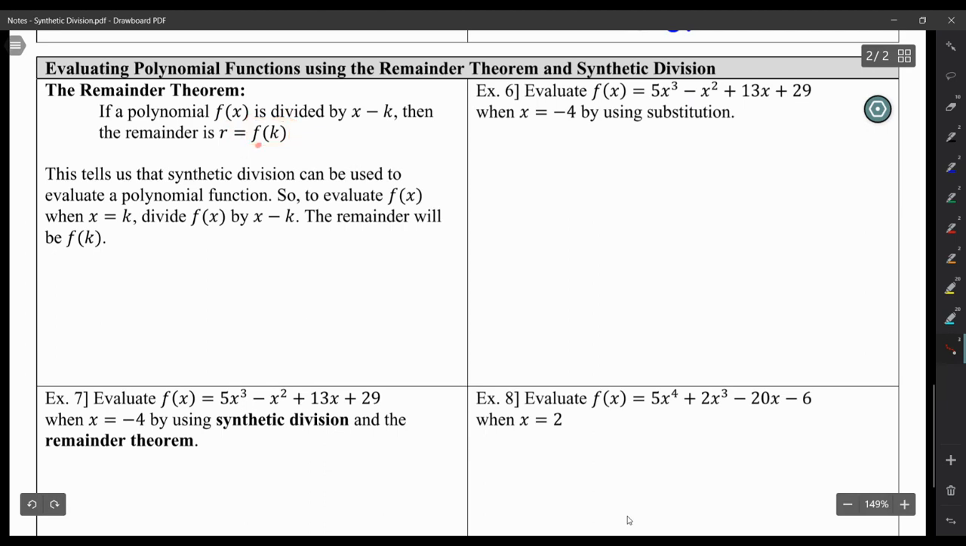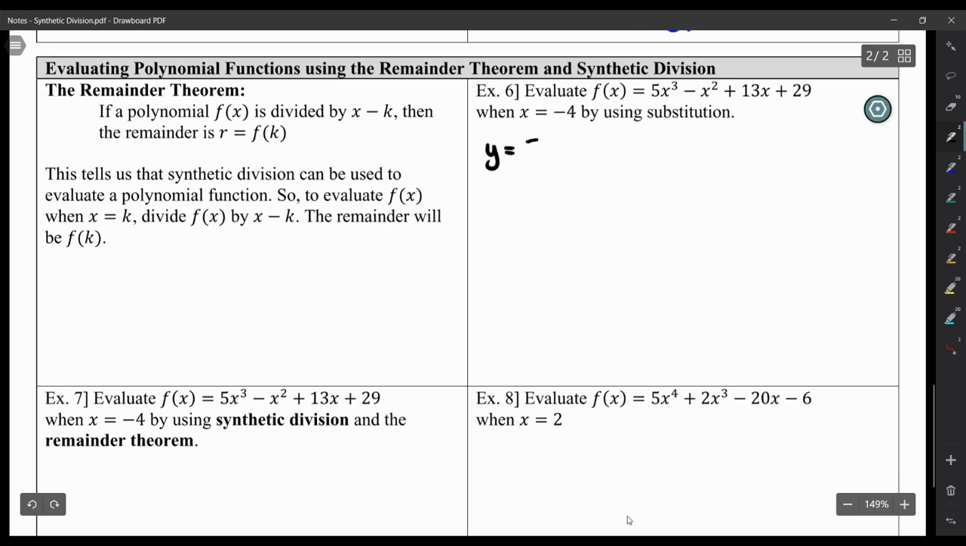So if we look at number 6, we're going to do 6 and 7, which are extremely similar with each other. So evaluate f of x equals 5x to the third minus x squared plus 13x plus 29 when x is equal to negative 4 by using substitution. So this is the old way of doing it.